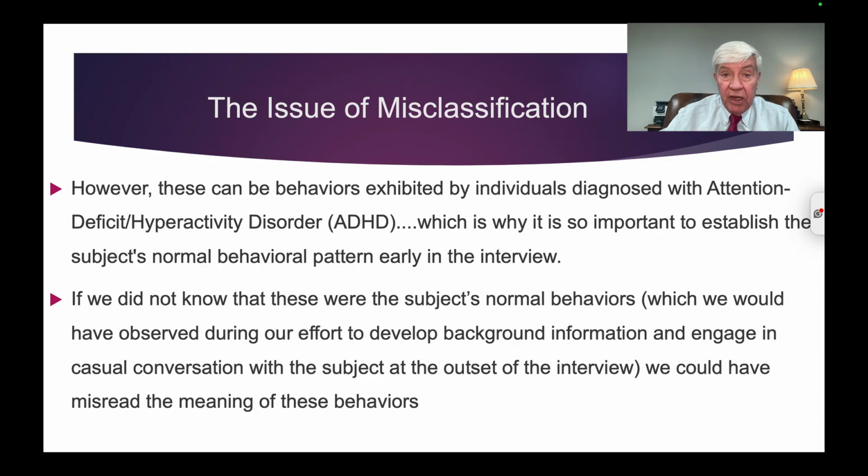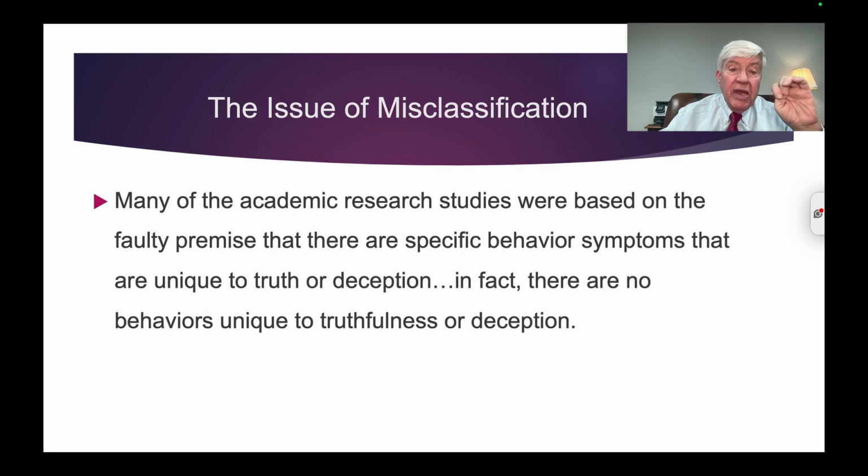And typically, in the majority of academic research studies, there wasn't any substantial effort to establish that normal behavioral pattern. Furthermore, in many of the academic research studies, they were based on the faulty premise that there are specific behaviors unique to truth or deception. There are no behaviors unique to truth or deception. Just because the guy's looking us in the eye does not necessarily mean he's telling the truth. Just because the person is avoiding eye contact when they answer does not necessarily mean they're not telling the truth. We have to look at it in context against their normal behavioral baseline.